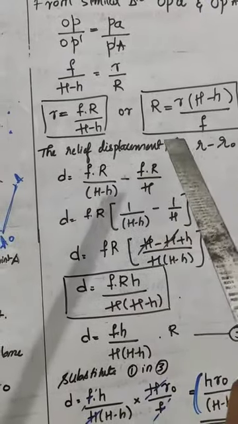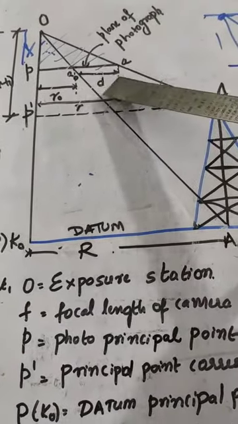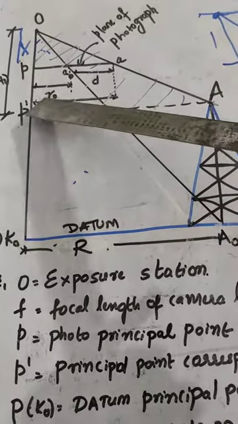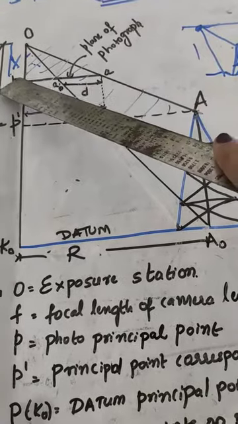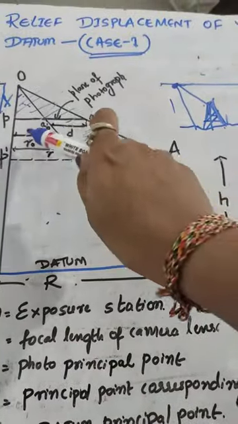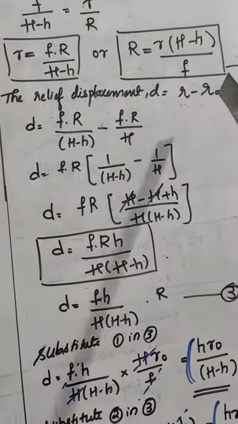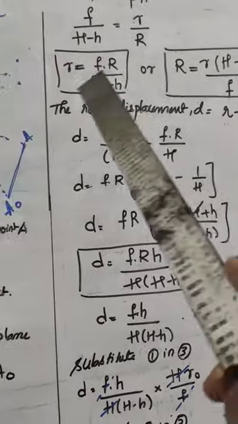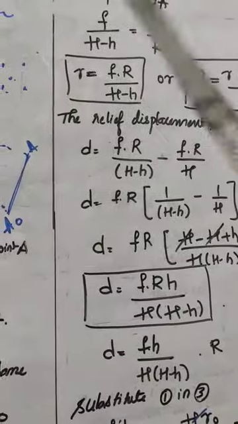The relief displacement formula is D equals R minus R naught. If you see this diagram, you can clearly see that D is nothing but what you get when you deduct R naught from R. That is, from this distance, if you subtract this distance, you get this portion. Correct, right? That is what is written here: relief displacement D is equal to R minus R naught. So here we have the values. R naught value we have, and R value we have.